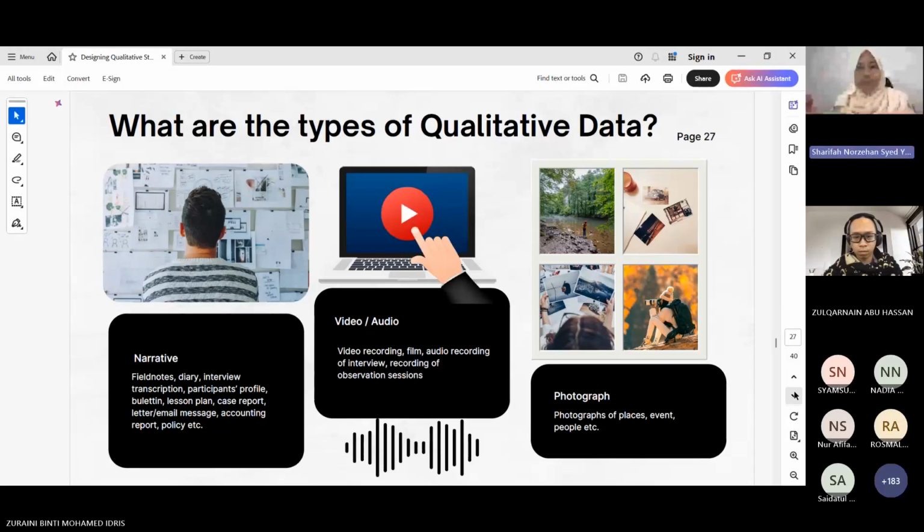Some you might want to use video. Video recordings, like I said, if you do ethnography, you need this. And then photographs of a place or event or people. You can use these, they are all your data. Next.